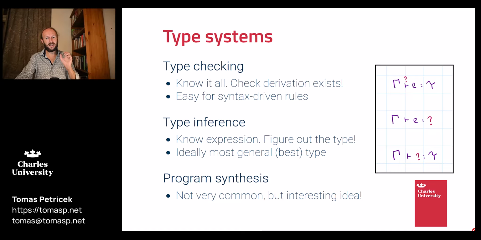Interestingly, you can also imagine a third problem where we know the variable context, we know the type we want, and we want to generate the program. We want to generate the expression E. This sounds quite weird, but it is something that actually exists, and the term for it is program synthesis. And it is not common in languages like ML, but it's something that actually works in dependently typed languages where if you have a very precise type, you can often synthesize an expression, at least for some small parts of your program.